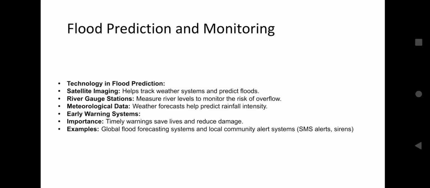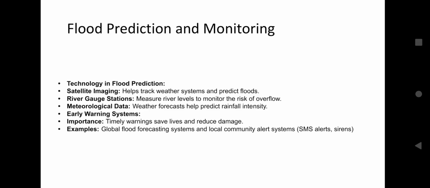Flood prediction and monitoring. Nowadays we are going for technologies for the prediction of floods. Satellite imaging helps to track weather systems and predict floods. River gauging stations are there, and we monitor the river regularly, to see whether the level of the river is increasing or decreasing.